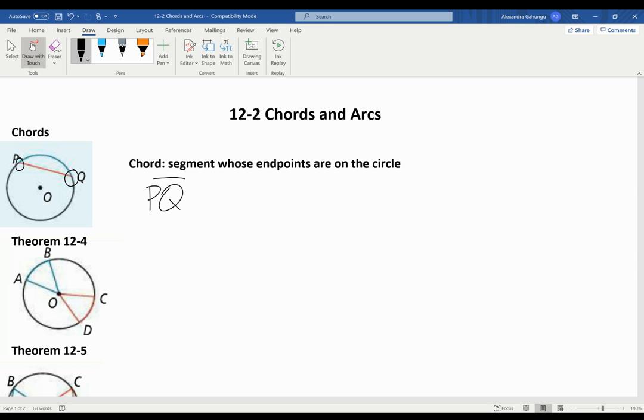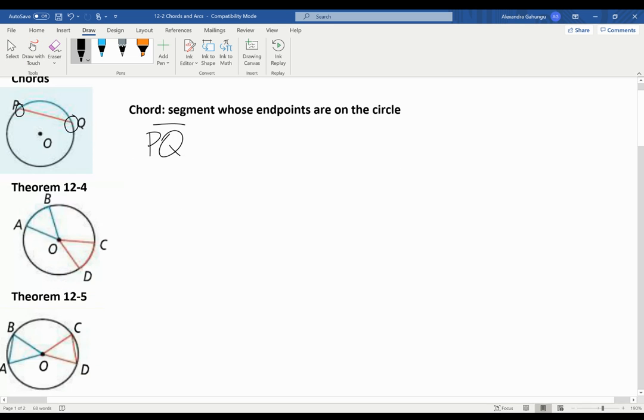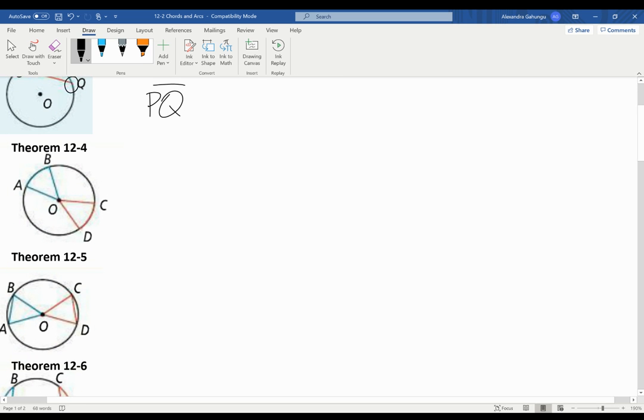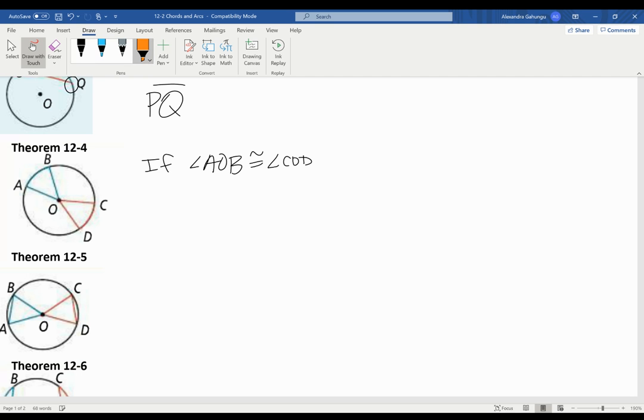So now we're going to look at some theorems about our chords. First one relates our central angle and our arcs, sorry. So if we have angle AOB and we know that it's congruent to angle COD, so we've got angle AOB and angle COD, and we know that they're congruent.